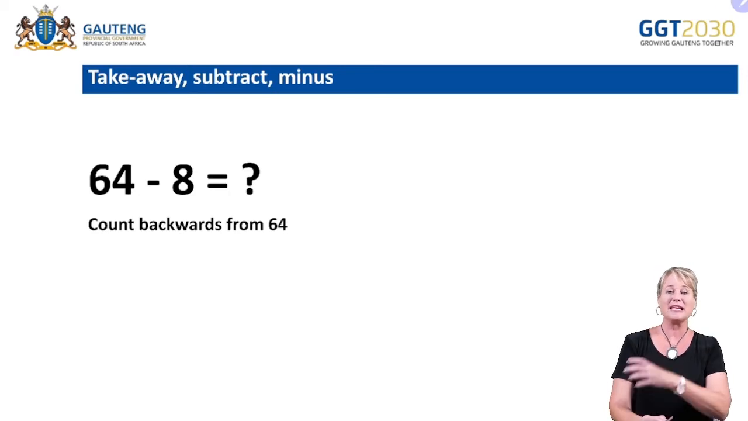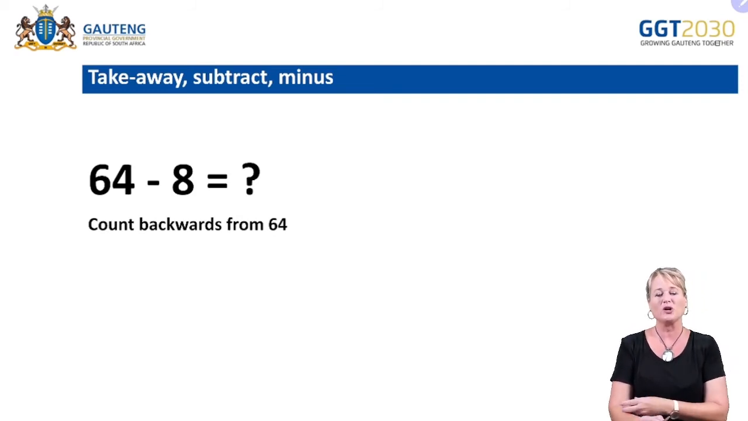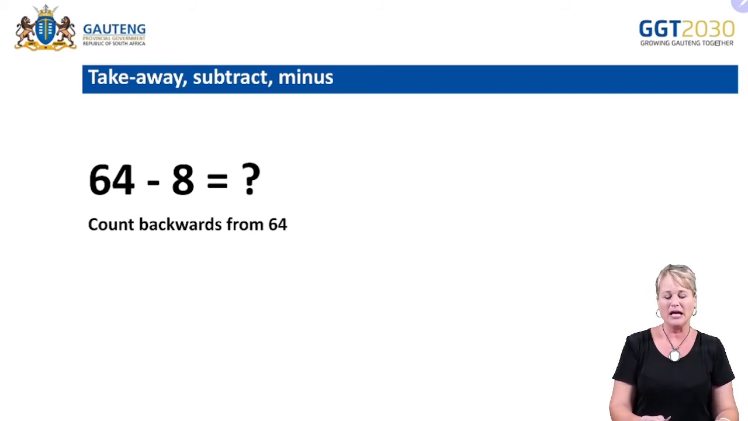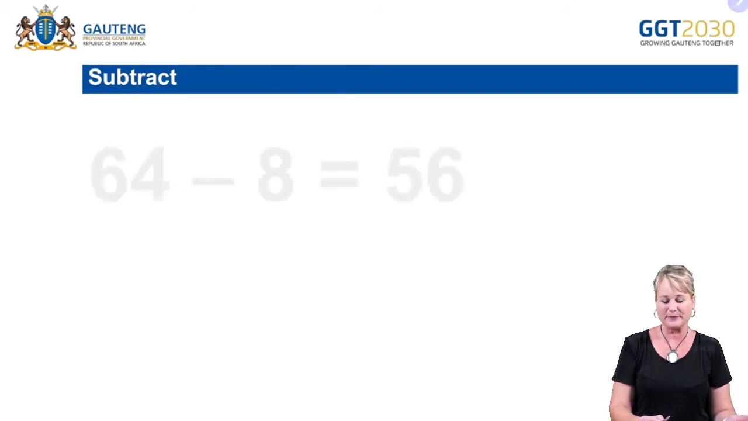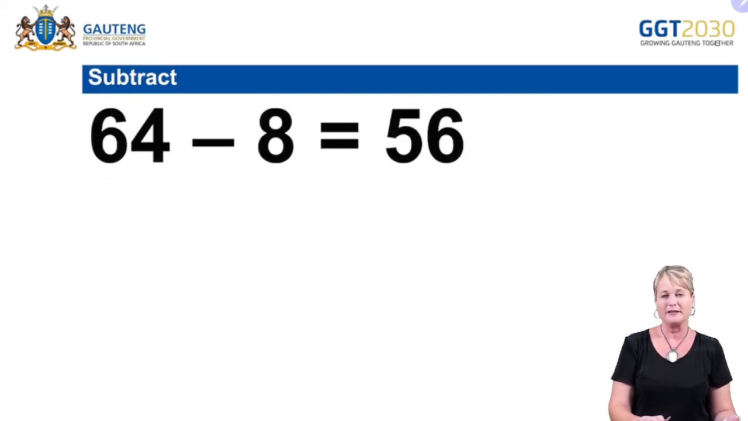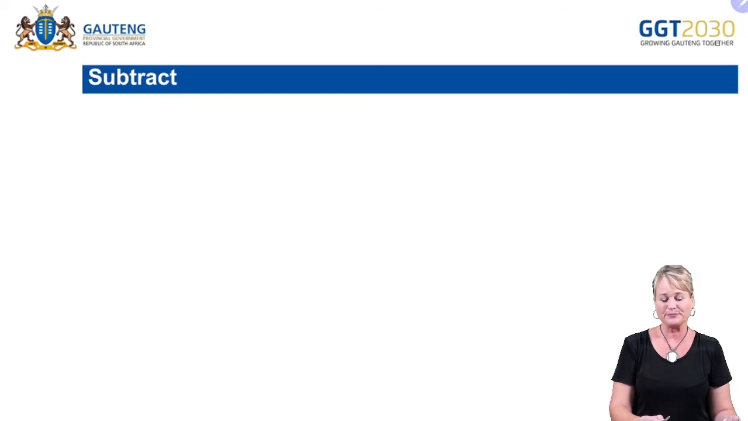Now we're going to take away. We are going to give our Smarties to someone else. We're going to subtract, or we are going to minus, or maybe we're going to eat them. If we start with 64 and we minus 8, we have to count backwards from 64. So we could take away 4 first and get to 60, and then take away another 4, and that would get us to 56. Very good.